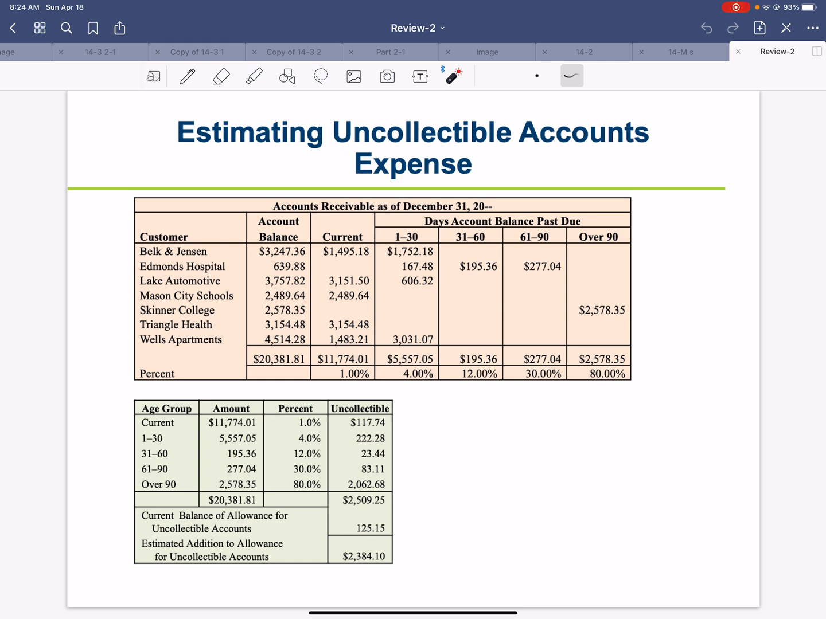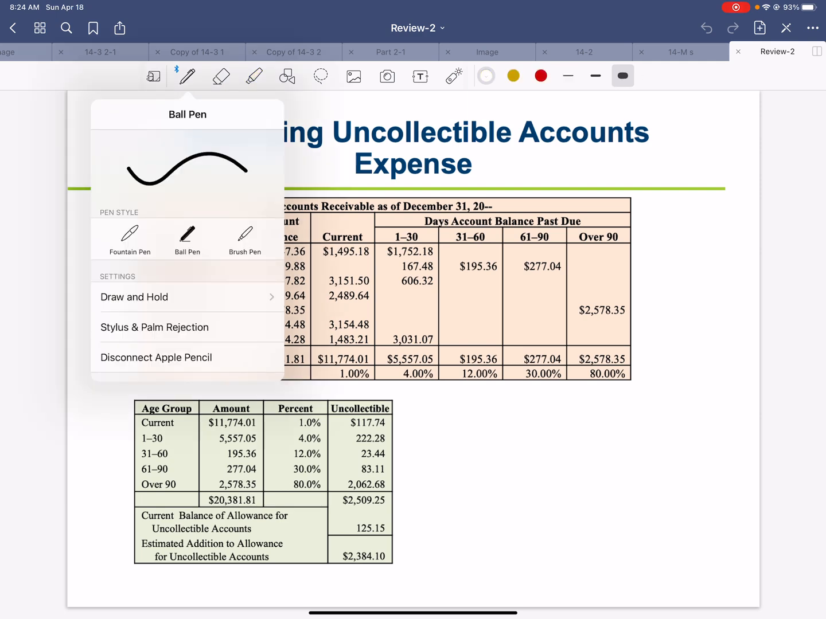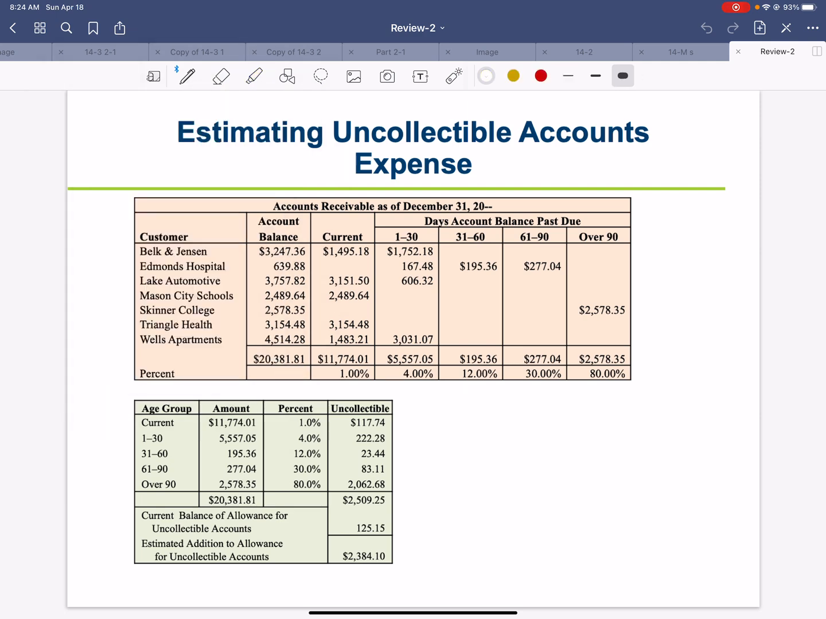Okay, so we take the amount that we figure we're not going to collect for this pay period, and then we're going to subtract what is already in that account. Let me grab the right pen here. We're going to subtract, and then this is the amount that our adjustment will be made in our journal.